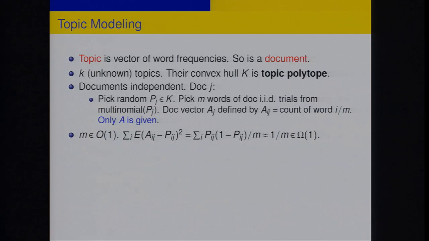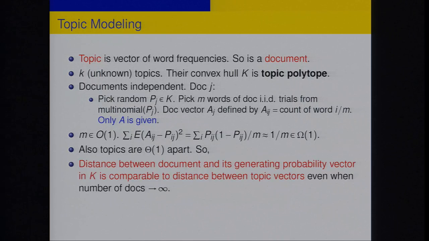It's an easy calculation to see that the variance is 1 over M summed over all the words. So the variance is constant, or the standard deviation is constant, right? Now, topics are also in general, I'm not giving you examples here, but topics are in general constant apart. So we come to the first difficulty in these problems, and this will be accentuated in the other examples.